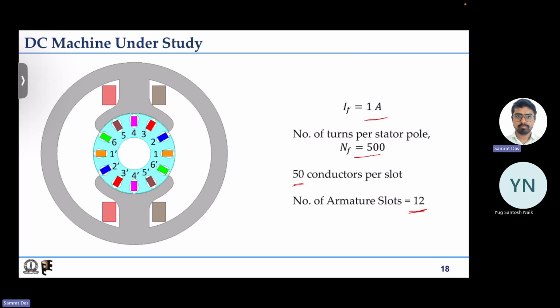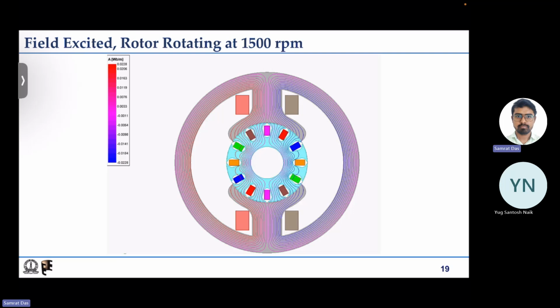Now we try to see what happens if the rotor is actually rotating. For this case, none of the stator armature windings are excited, only the field winding is excited with 1 ampere of current, and the rotor is rotating. The current of the field winding does not change, and because it's a cylindrical rotor, the inductance of the coil also remains reasonably constant.